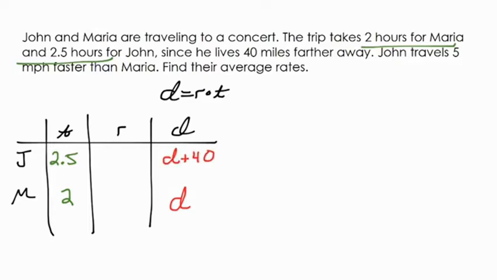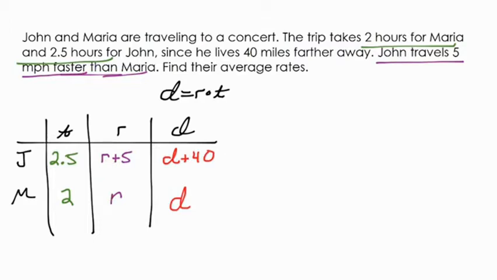Now what we don't know is their rates, but we are given a little clue. We're trying to find their rates, but it says that John travels 5 miles per hour faster than Maria. So just like we defined John's distance in terms of Maria's distance, we're going to define John's rate in terms of Maria's rate. If we call Maria's rate or speed R, we know that John travels 5 miles an hour faster. For example, if Maria was traveling 60 miles an hour, he'd be at 65 miles an hour, and so forth.